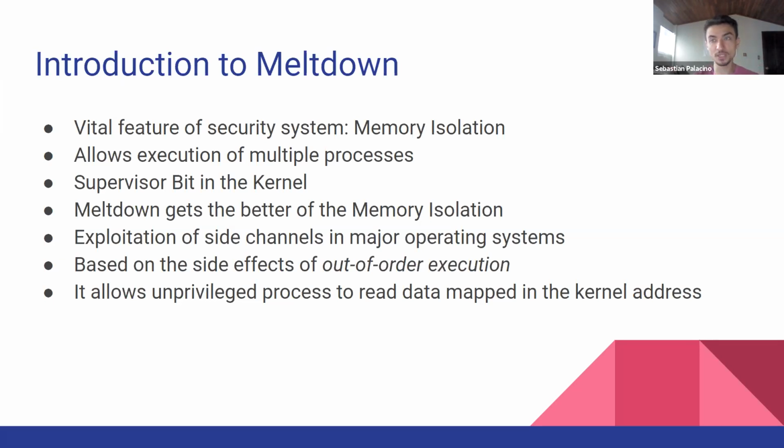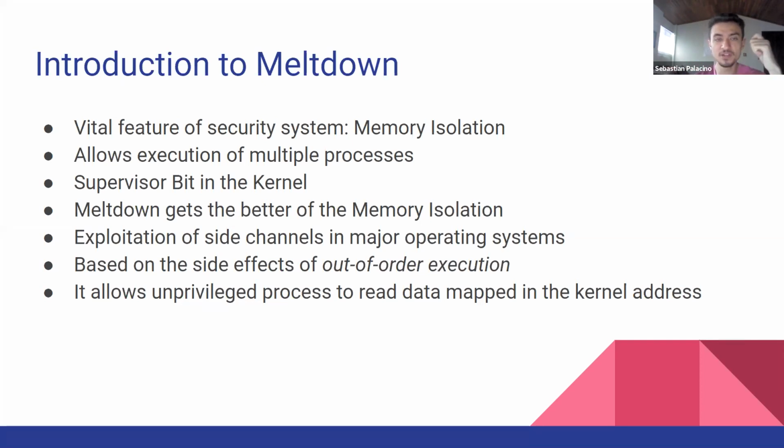So what Meltdown does is that it gets the better of the memory isolation. It takes advantage of it. How does it do it? By two things. By exploitation of the side channels in major operating systems. Technically, Meltdown does not exploit any software vulnerability. It exploits side channels and the out-of-order executions that we'll be talking about in the following slides.